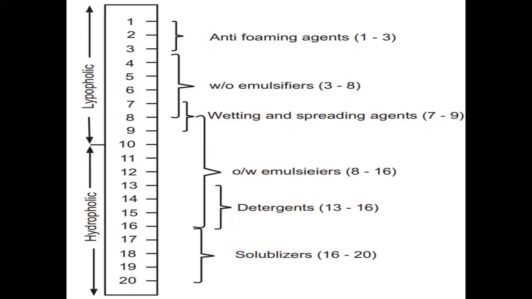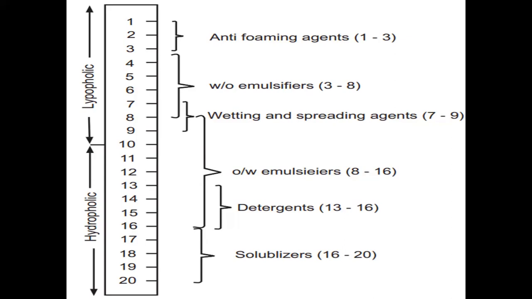Wetting agents are also called surfactants, and when these substances are added, they increase the spreading and penetrating properties of the liquid and lower the interfacial tension. That's why they act as surfactant and are added in the emulsion.